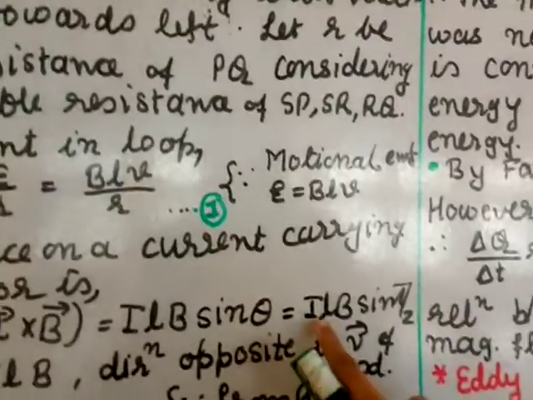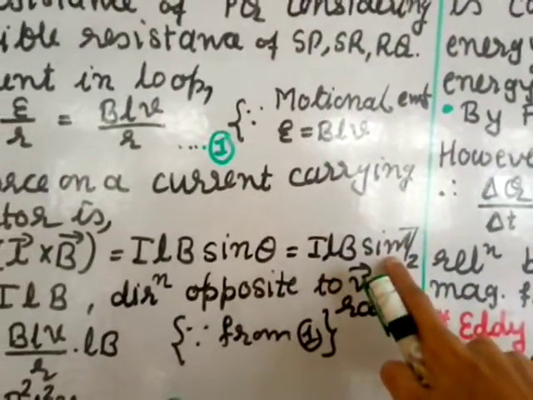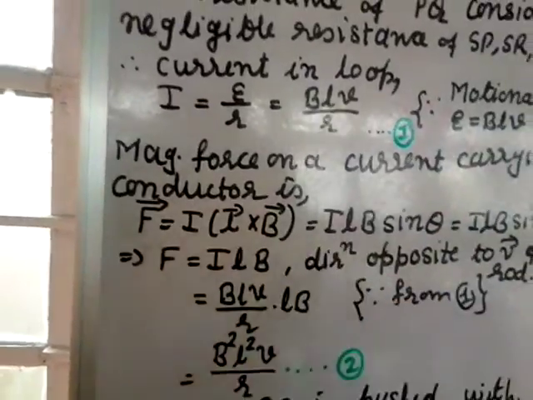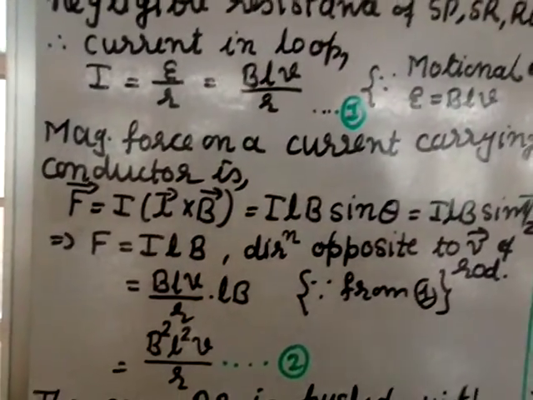So I can write I L B sine pi by 2. Sine pi by 2 is 1. So you can get F is equal to ILB. Now the direction. The direction is given by Fleming's left hand rule.